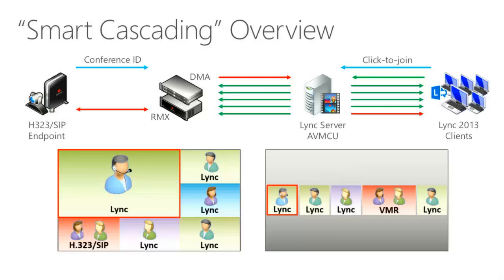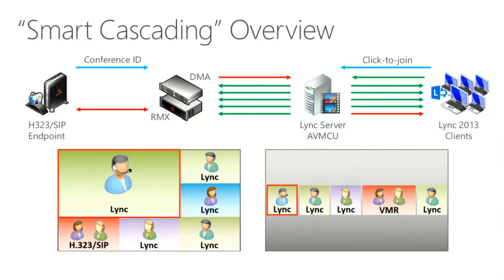So on the left-hand side there, you can see the composition that we're getting from our MCU. That layout is going to show us all of our Lync clients, and it's also going to show us our H.323 or SIP endpoints as well. On the right-hand side, we can see the gallery that the Lync clients are seeing, and of course, now they're seeing this virtual meeting room or this standards-based endpoint that we've got here dialing in.